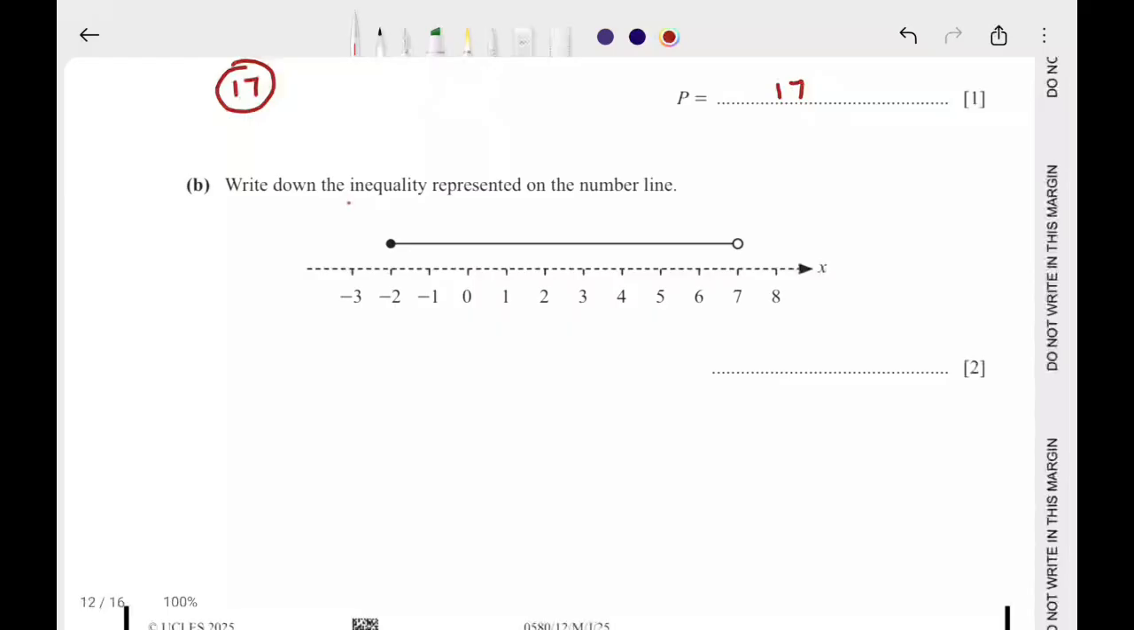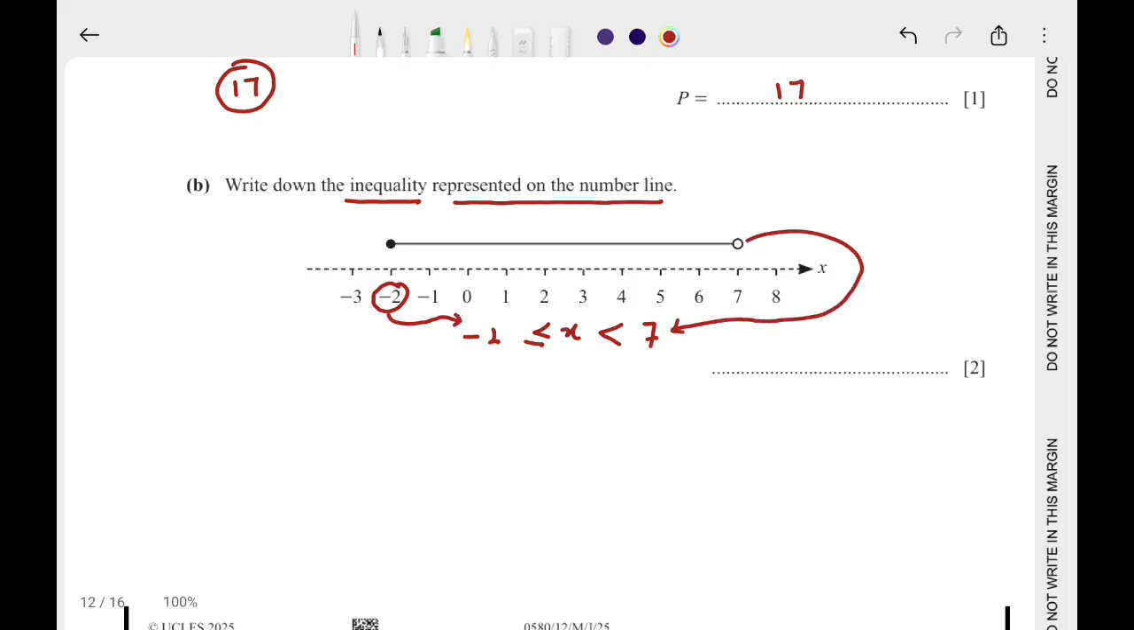Write down the inequality represented on a number line. We have to write the inequality, so it would be x is greater than or equal to -2, and less than 7. The closed dot is showing that -2 is included, and the open dot is showing that 7 is excluded. So this would be the answer.